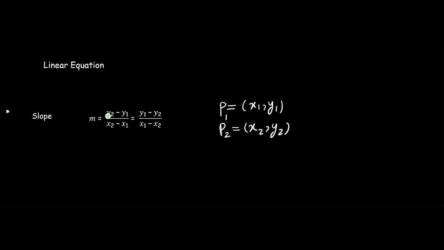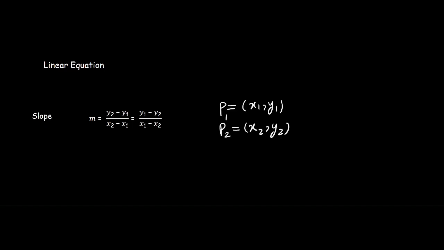I can find the difference of the y values of P1 and P2 and write it as y1 minus y2 or y2 minus y1, but the order of the difference of x should be the same. If we have y2 minus y1, then the denominator is x2 minus x1, and if we use y1 minus y2, then the denominator should be x1 minus x2. In this way, we can find the slope, which most of the time we show with m.